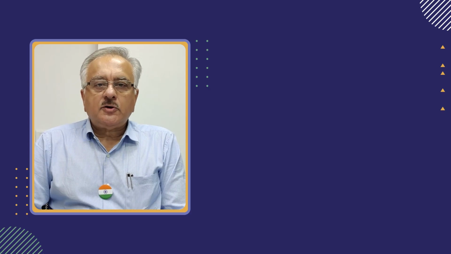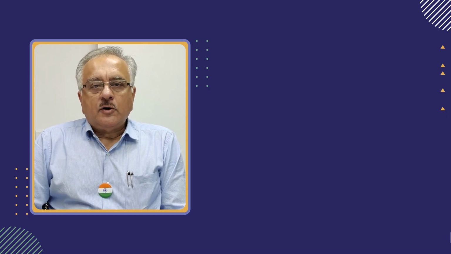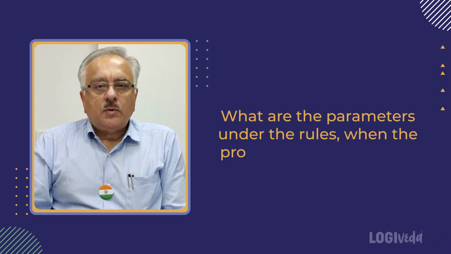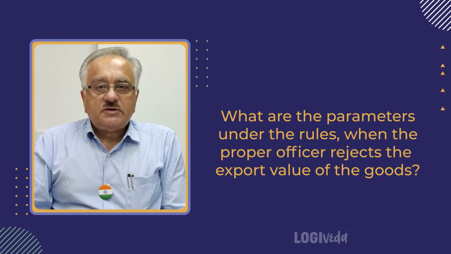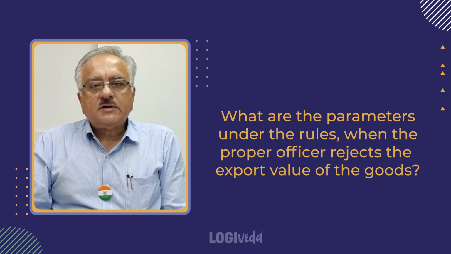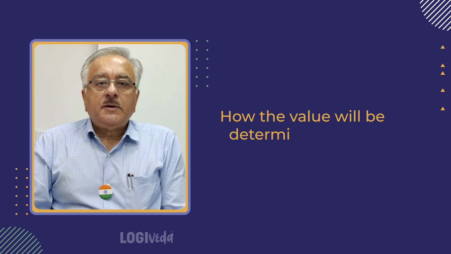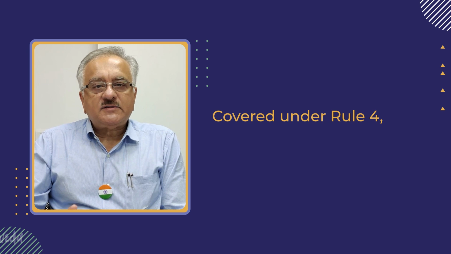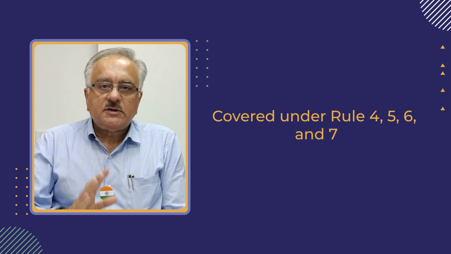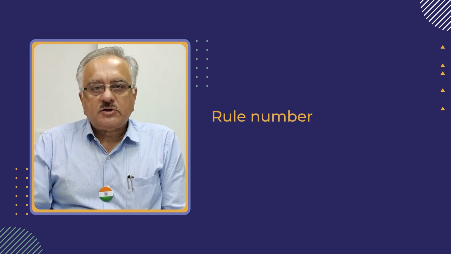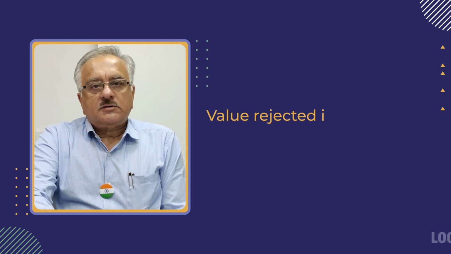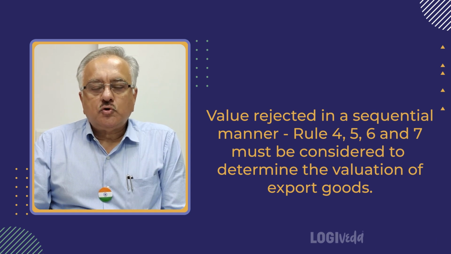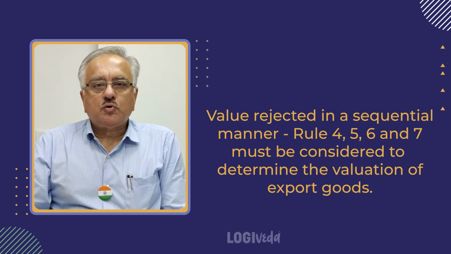The topic which I have taken today is on valuation and assessment of export goods. What are the parameters under the rules when the proper officer rejects the export value of the goods? In such cases, how the value will be determined for the purpose of exports is covered under Rules 4, 5, 6 and 7. So essentially there are 4 rules, and Rule 8 is the rejection of the value, and if the value is rejected, in a sequential manner Rules 4, 5, 6 and 7 must be considered to determine the valuation of export goods.